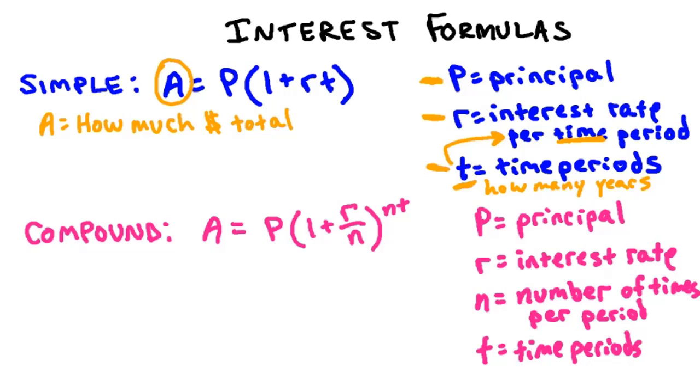And then compound interest is going to be the same factors over here. The P is your principal, what you originally invested in the bank account. The R is your interest rate per time period. But then we have another factor here, the N, the number of times per period the interest is going to be compounded. And then the T again is how many time periods. So let's look at simple interest first and do a practice problem with that.